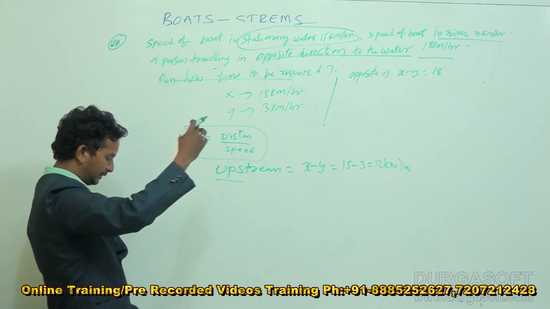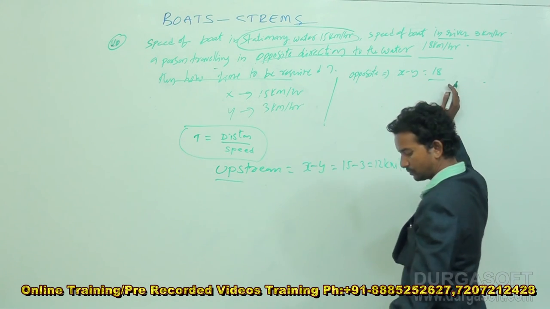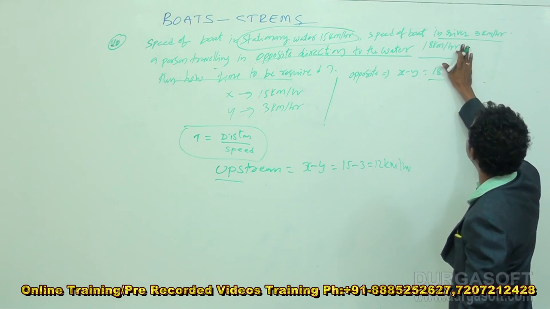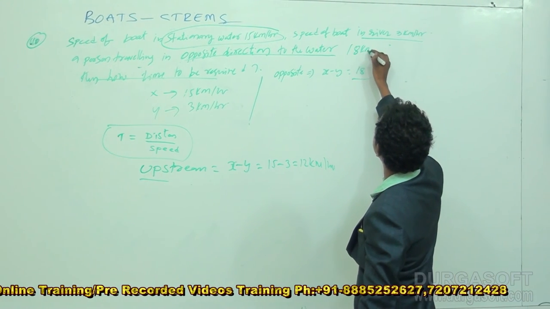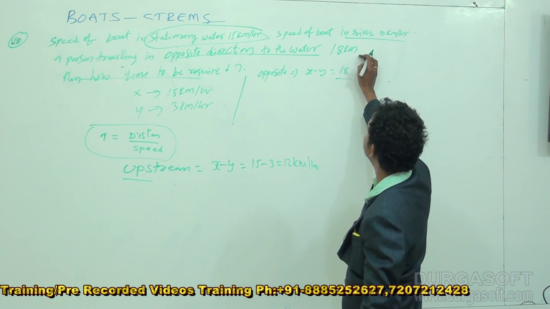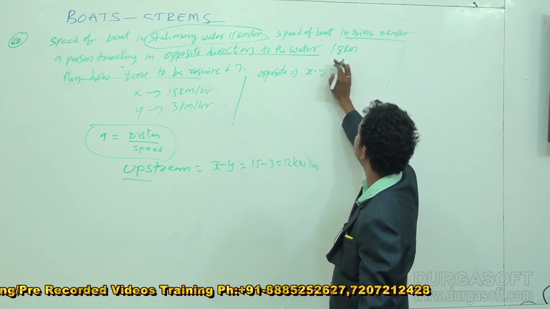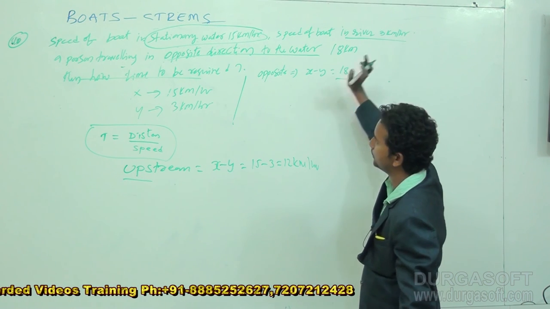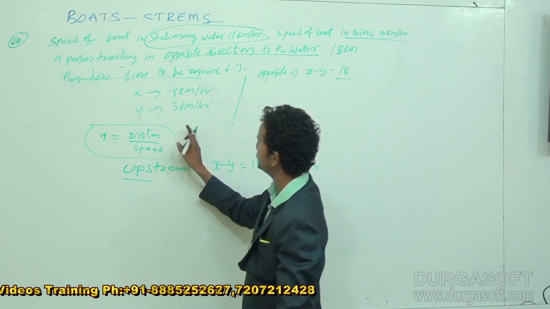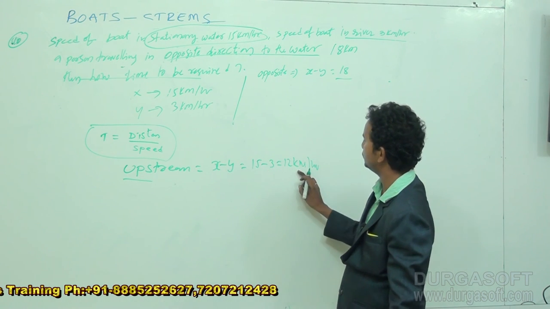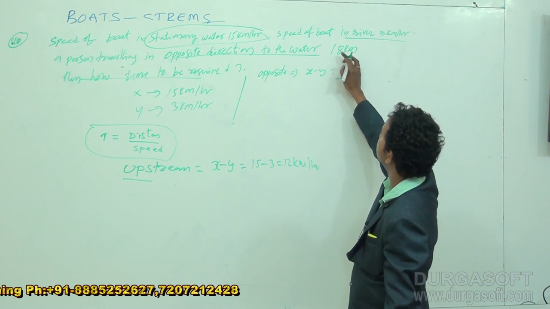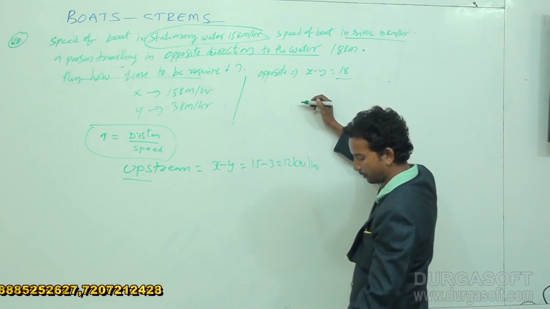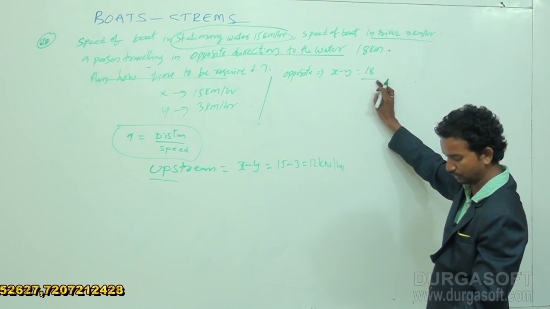But the upstream is given, that one also upstream is given here, 18 kilometer per hour. This is the 12, this is the total here. In the opposite direction they cover 18 kilometer. Then the distance must and should be given. The speed of the boat in stationary water is 50 kilometer per hour, speed of the boat in the river is 3 kilometer per hour, and the person traveling in the opposite direction, nothing but the upstream x minus y, is equal to 12 kilometer. Opposite direction, they are traveling 18 kilometers, then how much time is required? Now calculate this 18 kilometers.